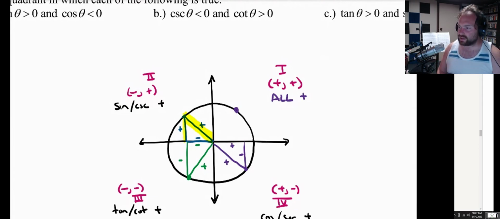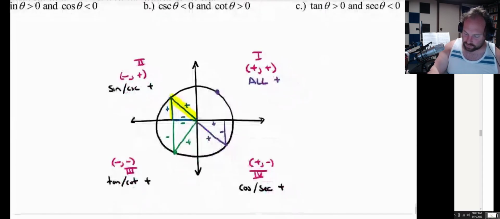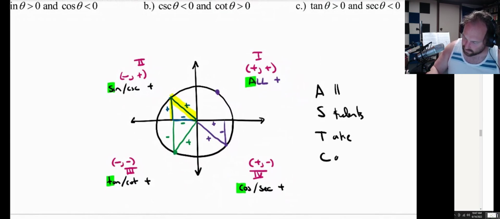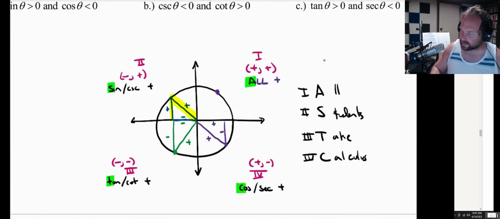is positive. Now, the acronym that helps you remember this is ASTC, or all students take calculus. Ha ha ha, clever. This tells you which trig functions are positive in which quadrant. That's how you think about that. In quadrant 1, they're all positive. In quadrant 2, just the sine. In quadrant 3, the tangent. And in quadrant 4, the cosine. All students take calculus, ASTC. It's a pretty clever thing.